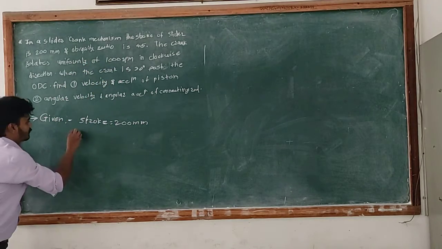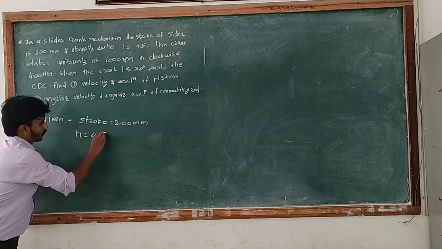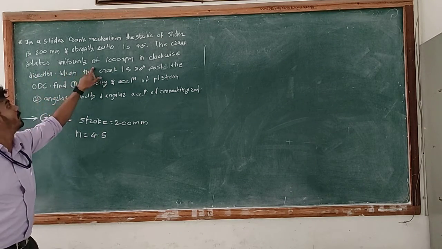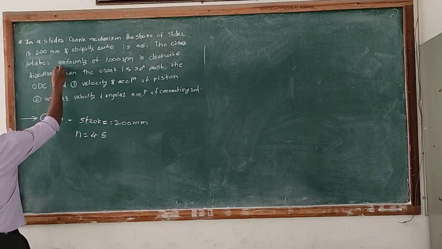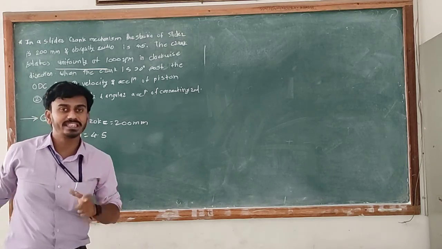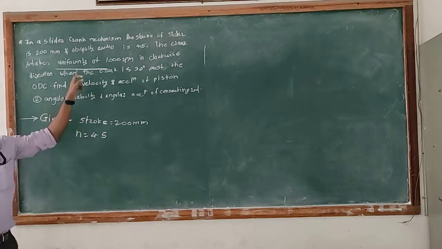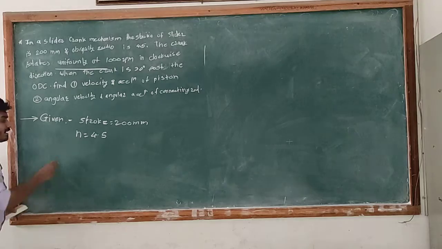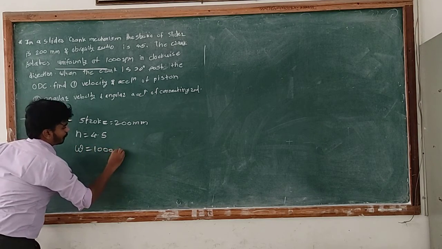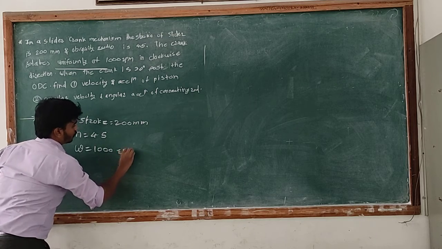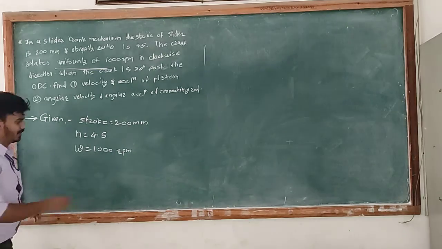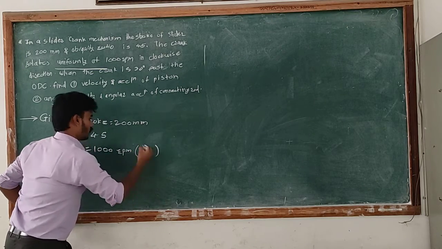Obliquity ratio means n is equal to 4.5. The crank rotates uniformly. Read this sentence. Uniformly means the angular velocity of the crank is uniform. So that's why omega is equal to 1000 rpm. Omega is equal to 1000 rpm in a clockwise direction. It is given that it is the clockwise direction.